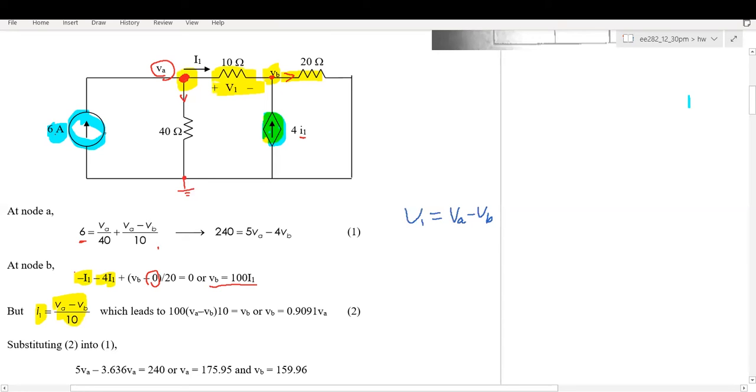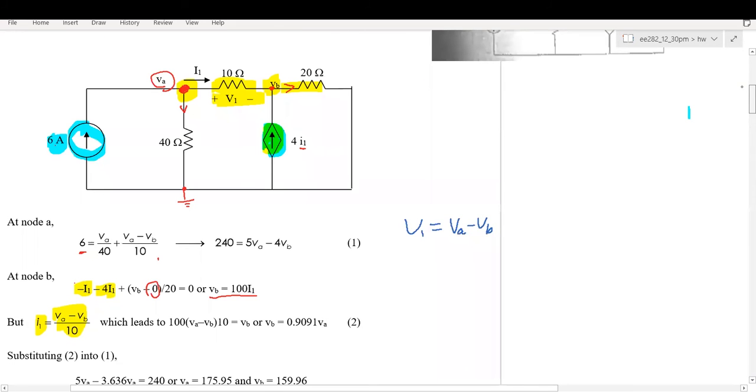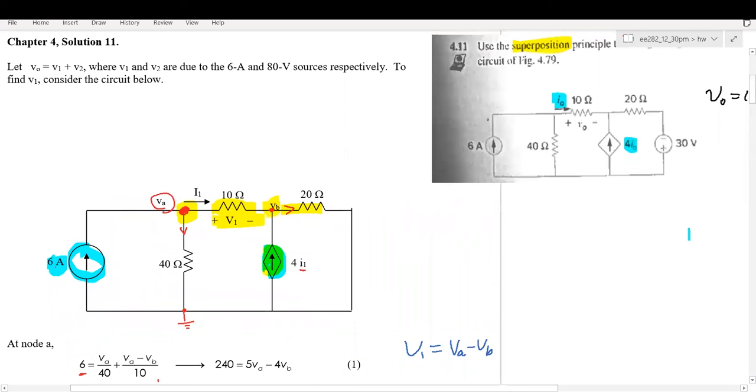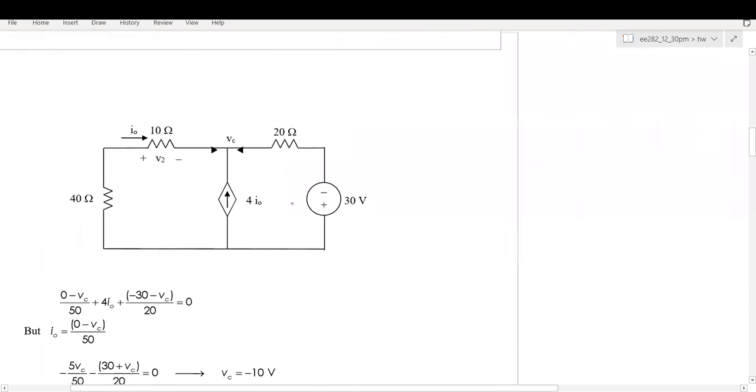So that's the first portion of superposition. The second portion is to turn off this current source and apply this voltage source alone. To turn this current source off, we open circuit. So the circuit becomes only this portion. We redraw this circuit here. Pay attention that we do not do anything for the controlled source.